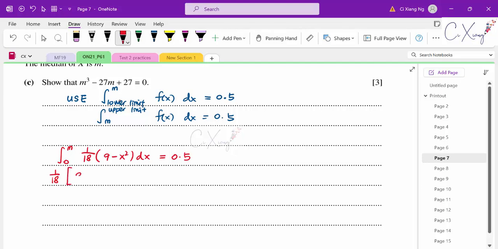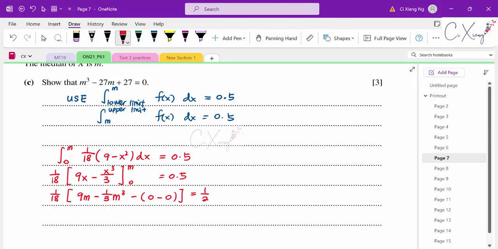Okay, then now we integrate. Integrate 9, you get 9x. Integrate x squared, you're having x cubed divided by 3. Then from m until 0 equals 0.5 as well. Okay, then slowly substitute in the value here. So you're having 9m minus 1 over 3 m power 3, minus substitute 0 inside, you're having 0 minus 0. Then you have 0.5, which is half.